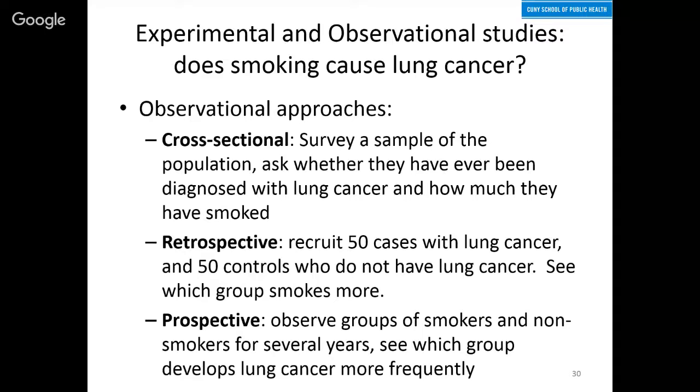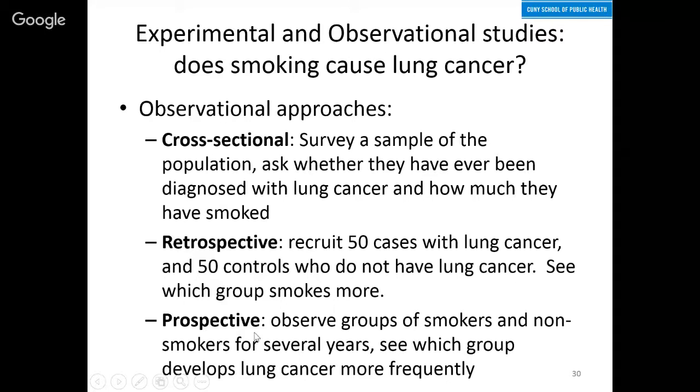Alternative observational approaches in that same example: the cross-sectional approach would be to take a sample of the population, and this has been done every year in the studies that I mentioned, and ask whether those individuals have been diagnosed with lung cancer in the past number of years, and also ask about their smoking status and see if there's a correlation between them. The retrospective approach would be to recruit some number of cases with lung cancer, some number without, and then collect other data on them and their history and see if there are other differences between them.